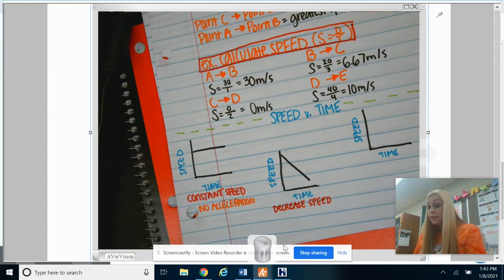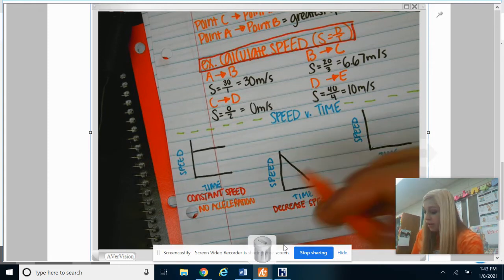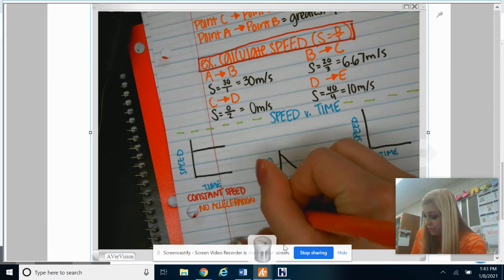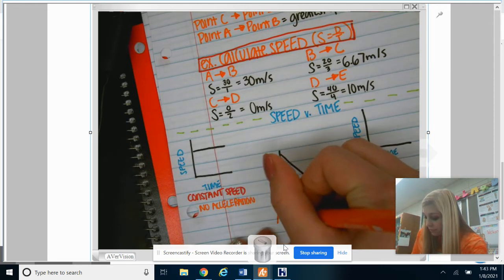So if we decrease speed, are we accelerating? Did we speed up? No. Did we slow down? Yes. So if we slow down, we are accelerating. So this graph does show acceleration.